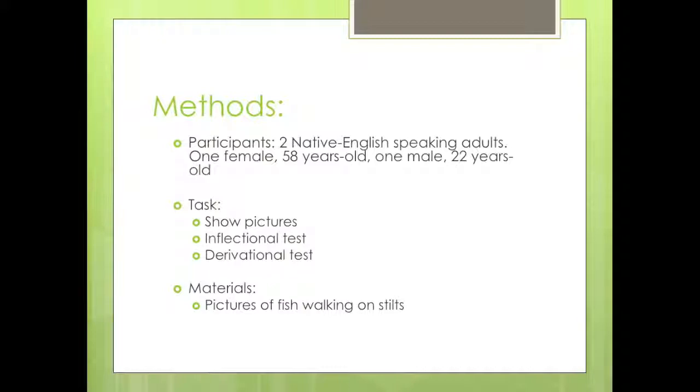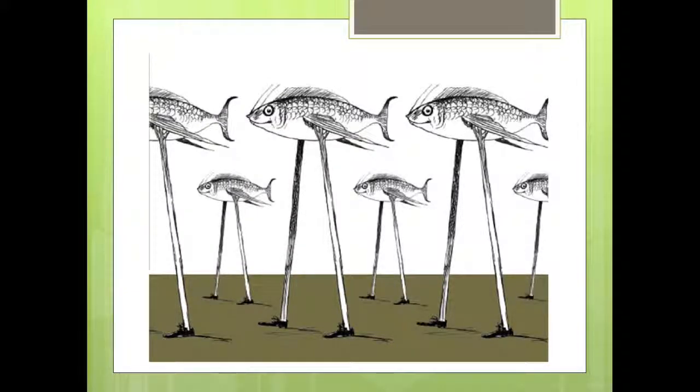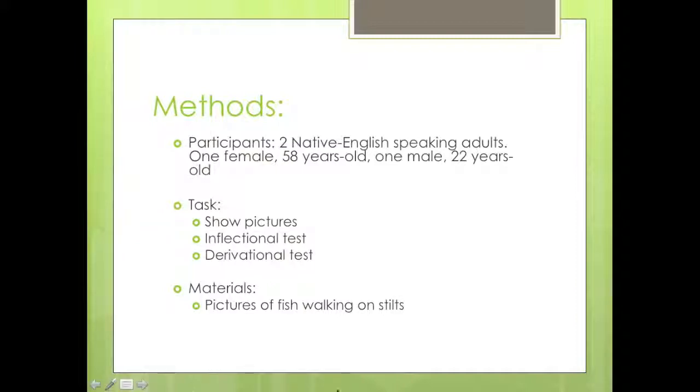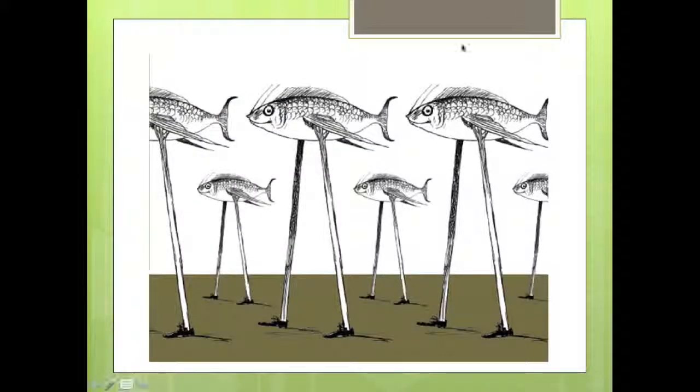So the task was I showed them a picture of a fish walking on stilts. I know it's a little obscure, but that was my materials. It was just a picture of a fish walking on stilts. I showed them the picture, and then I gave them 2 different tests. An inflectional test, where I said, this is a glub. This is also a glub. In this picture, there are a lot of blank, and I'd have them fill that in.